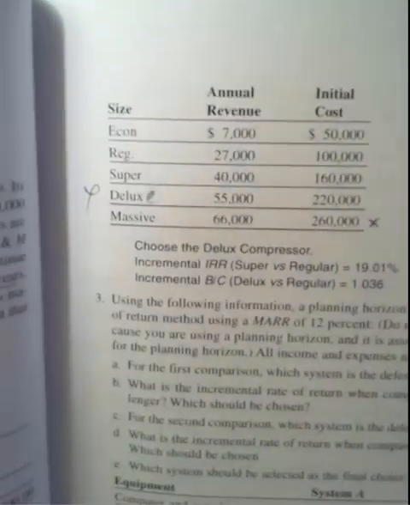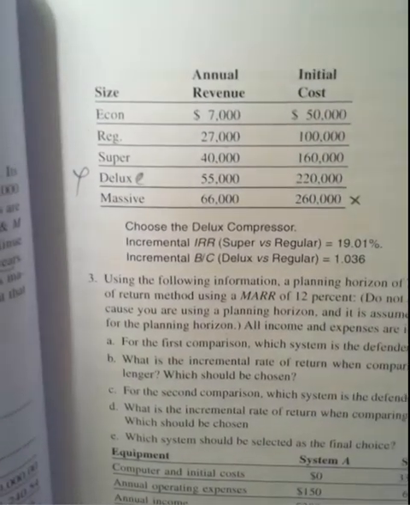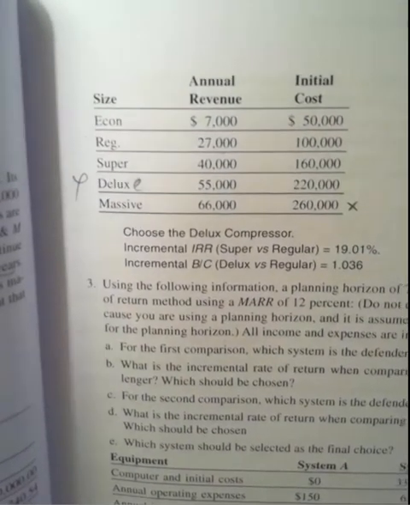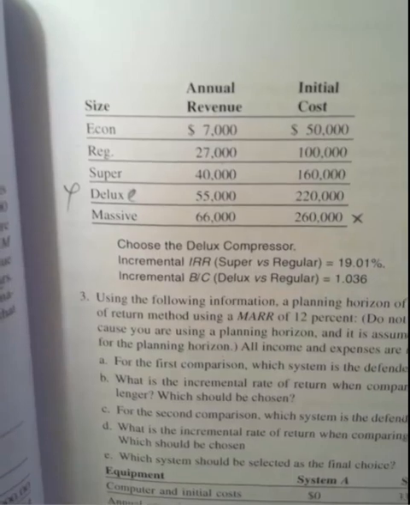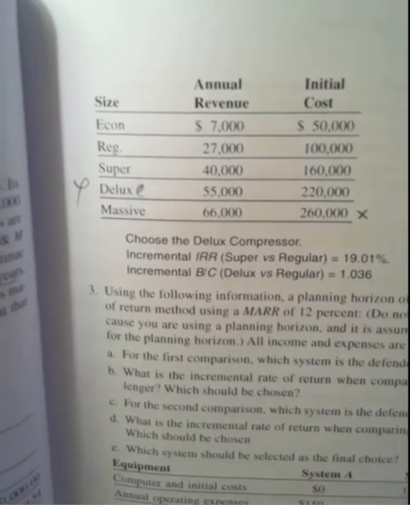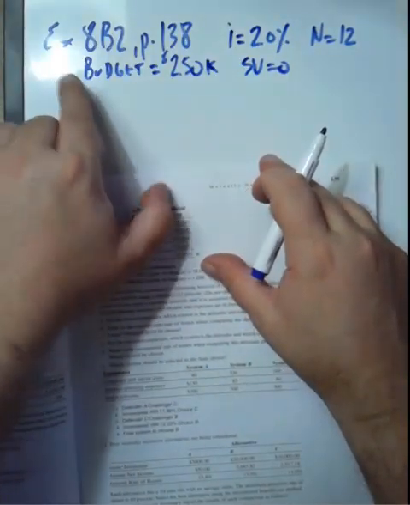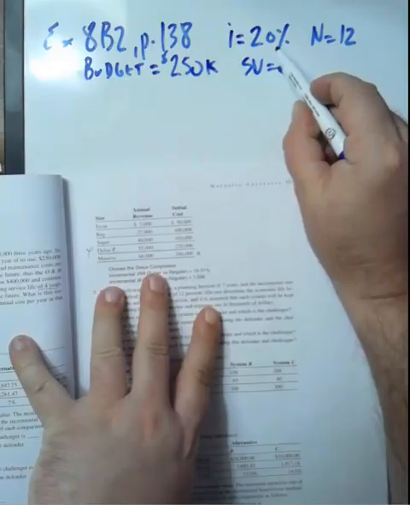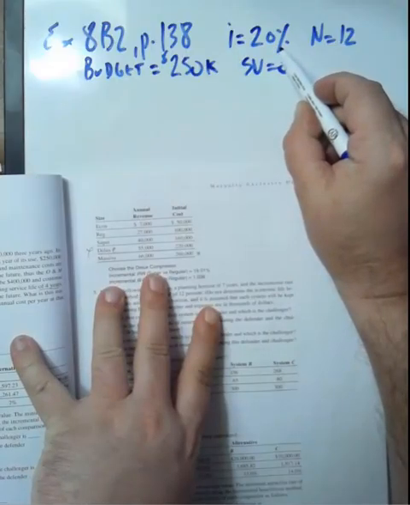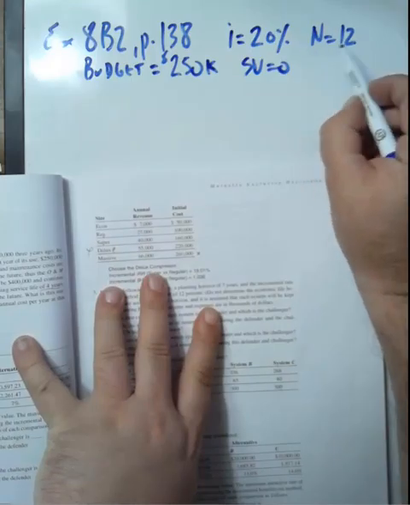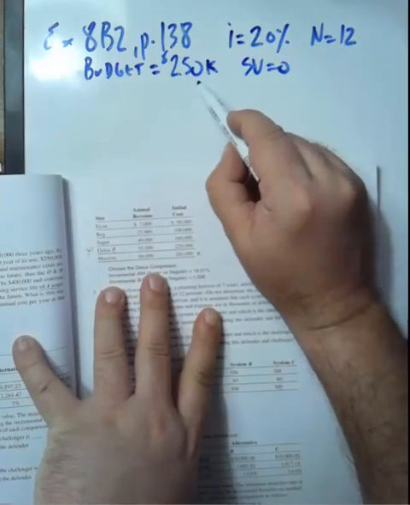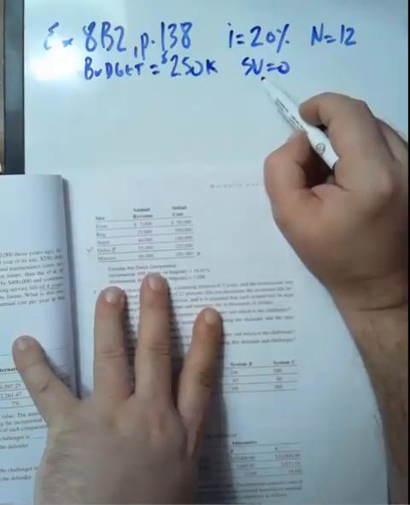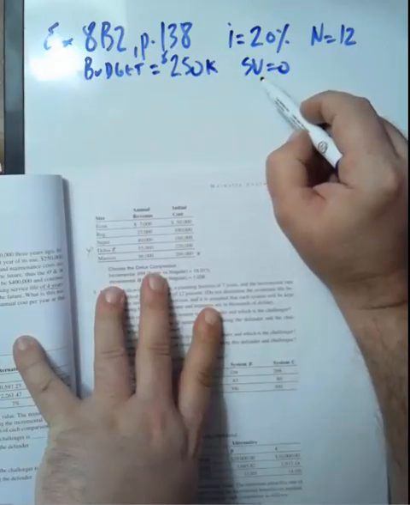So here are the expected cash flows per project. We have the 5 alternatives, with annual revenue and initial cost for each. So the information for exercise 8b2 on page 138 is that the minimum acceptable rate of return is 20%. Each air compressor lasts 12 years. The budget is $250,000 and the expected salvage value is 0.